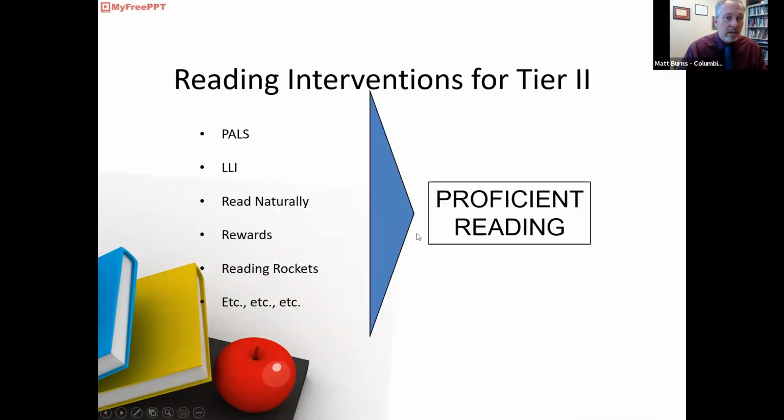Okay, so what do you do instead? Here's my diagnostic approach. I was going to take a few minutes to make a point, but given that people are already asking that question, maybe I don't need to make this point. I'll do it real quickly. There are lots of good interventions out there, and we tend to think of them as leading to proficient reading.